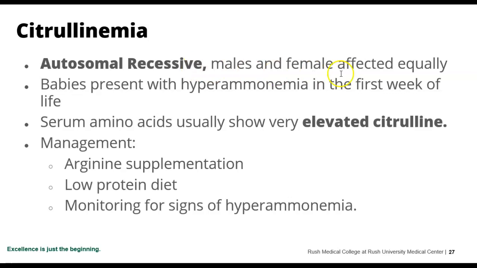Citrullinemia, autosomal recessive, males and females are equally affected. This is that second step. Babies present with hyperammonemia in the first week of life, usually the first couple days. Amino acids usually show a very high level of citrulline. And management is arginine supplementation because the arginine is usually low. For all urea cycle defects: low protein diet, and monitor for signs of hyperammonemia.